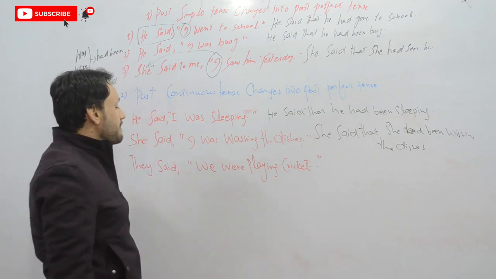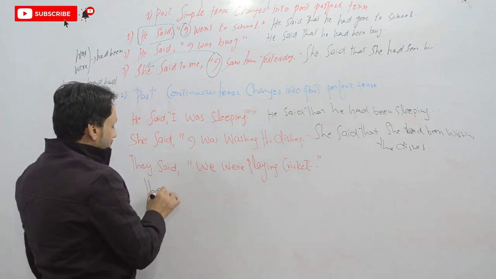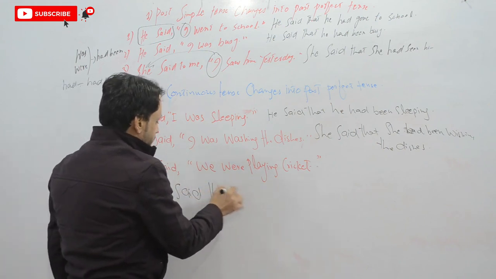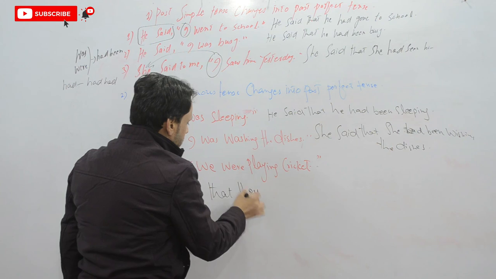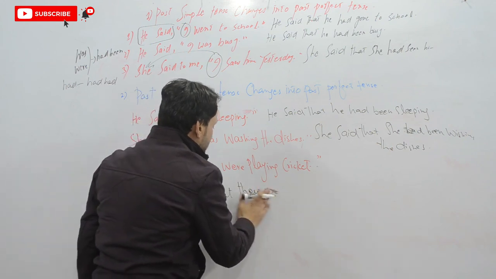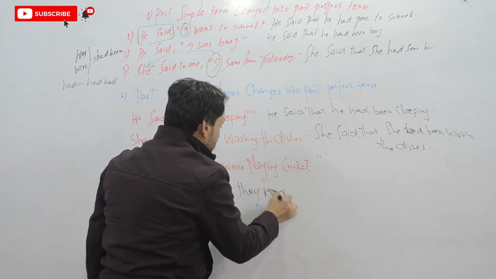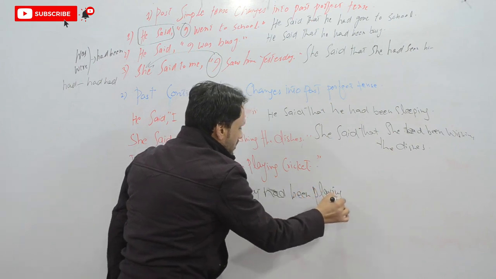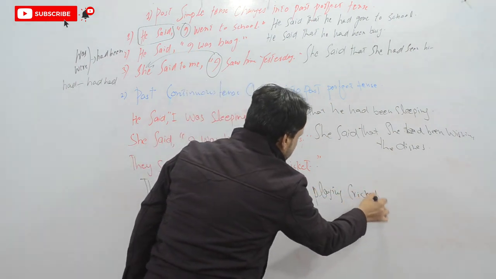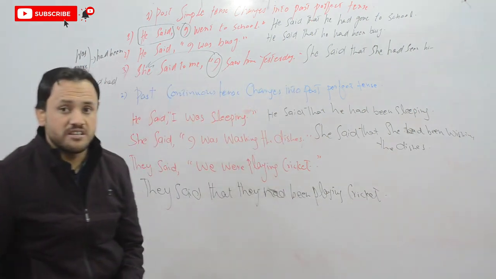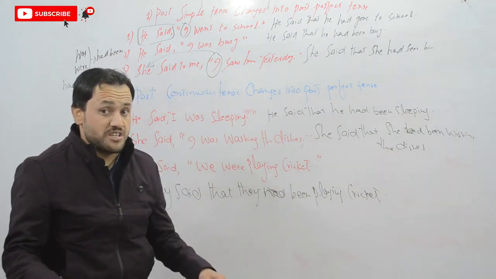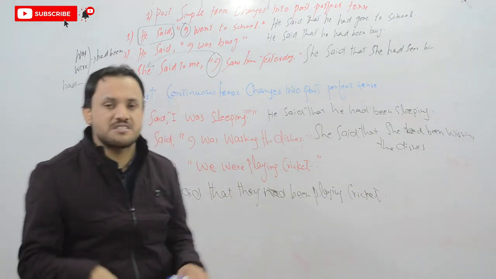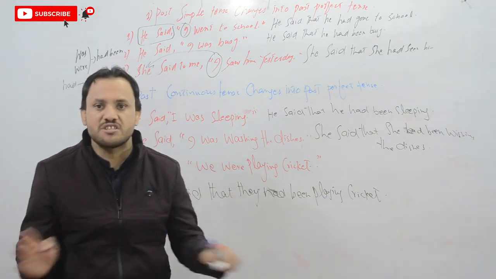They said, we were playing cricket. They said that they had been playing cricket. So that was tense change. Now remember one thing that is quite important: past perfect tense and past perfect continuous tense will not change.